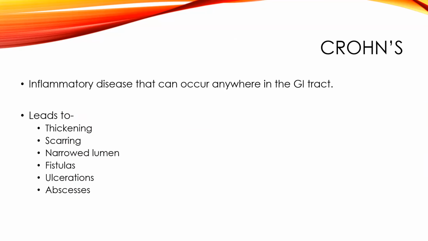Now on to Crohn's. It's an inflammatory disease that can occur anywhere in the GI tract. It tends to affect the small intestines, but this also is going to affect the entire thickness of the bowel wall. It leads to thickening, scarring, and narrowing of the lumen. It can lead to fistulas, ulcerations, and abscesses.